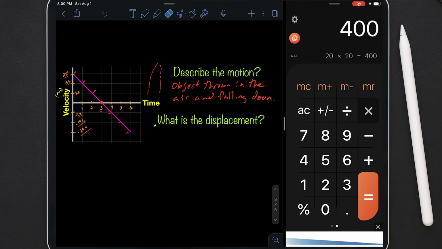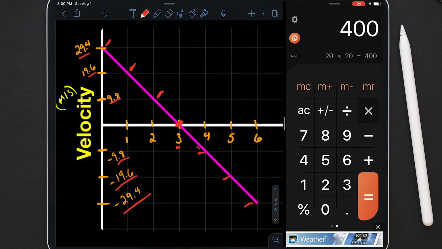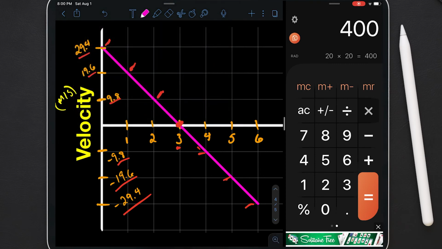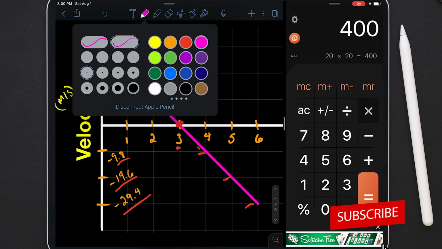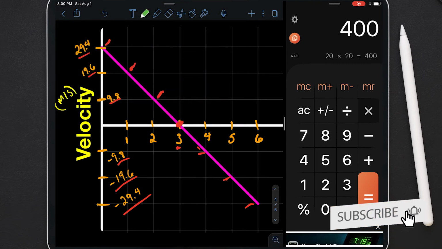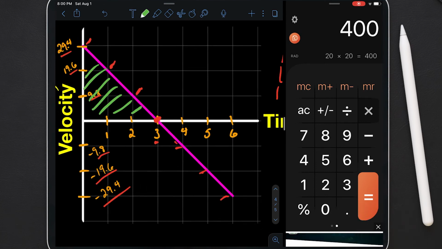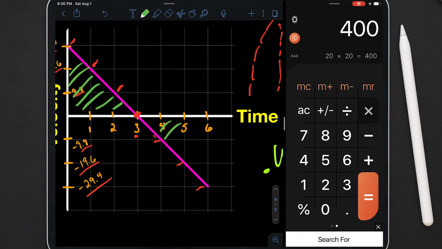So the next question would be, well, what is the displacement? So once again, we're going to find the area underneath the curve. Let me find a different color here. Let's go green. All right, so we're going to find the area underneath this part right here. And then we're going to find the area underneath this part right here. And notice that it stops at 6, so right there.